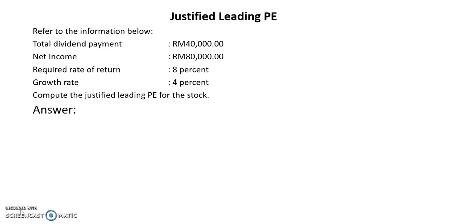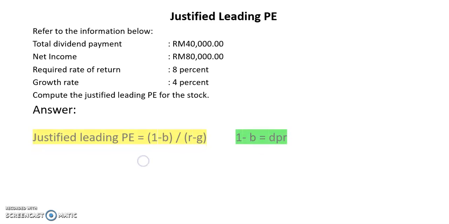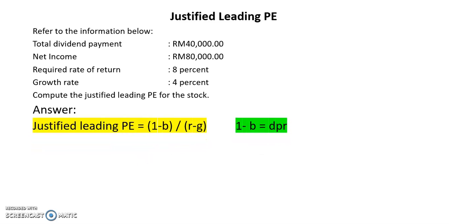Remember, we have two types of PE that can be calculated based on the constant growth model or Gordon growth model, which is leading PE and trailing PE. Okay, so let us look into the formula for leading PE using a constant growth model. This is the formula for justified leading PE using a constant growth model. The formula is (1 minus b) divided by (r minus g).